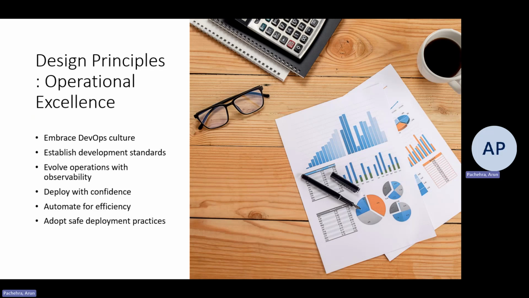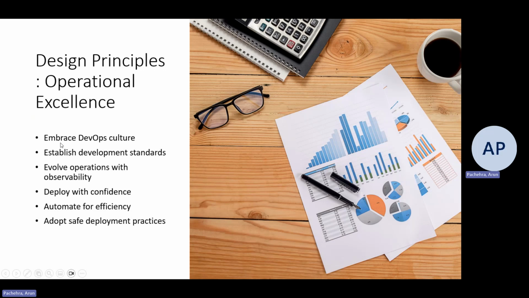And these are the principles. You got to embrace the DevOps culture. That was the first line that I started this video with. At the core of the operational excellence pillar we have DevOps practices. So the first design principle is to embrace it. Then you need to establish development standards, evolve operations with observability, deploy with confidence, automate for efficiency, and adopt safe deployment practices.